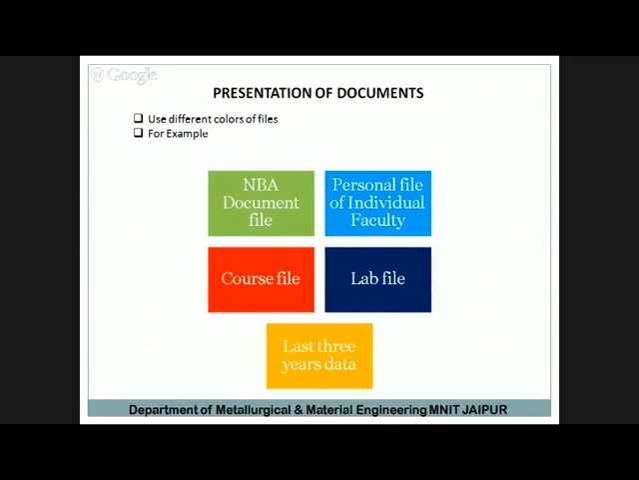For criterion 1, 2, up to criterion number 9, you keep one different color file. So it means one color file for only the 9 criteria, and the same file but with a different color you keep for the personal file of each individual faculty. If you have 10 faculty, then the different color file is in number 10. And the course file: if you have 40 courses, then for each course you should keep one different file, and that is also in a different color.